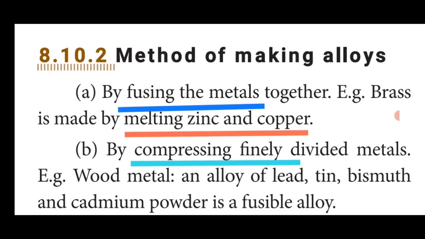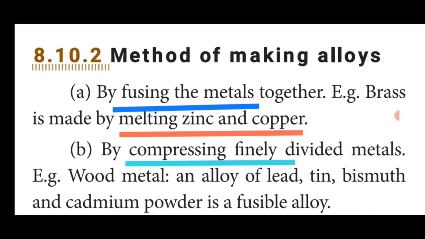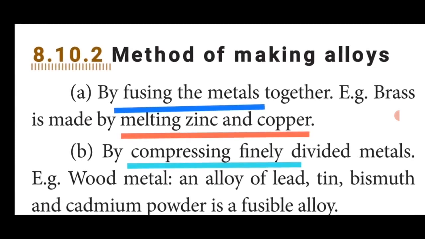The first method of making alloys is fusion of metals. The second method is compressing finely divided metals. For example, Wood's metal, an alloy of lead, tin, bismuth and cadmium powder, is a fusible alloy. Compressing finely divided metals is one method of making alloys. What are the two methods? First, fusing the metals together. Second, the compressing method.